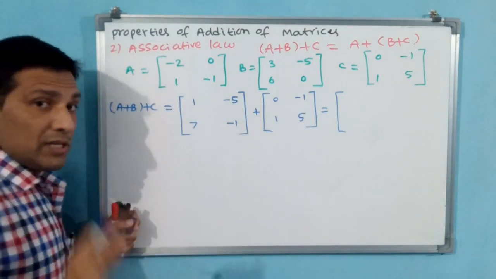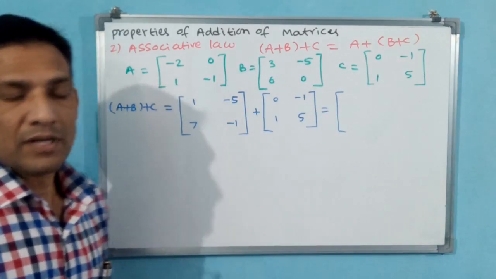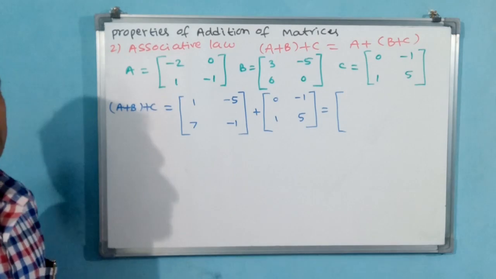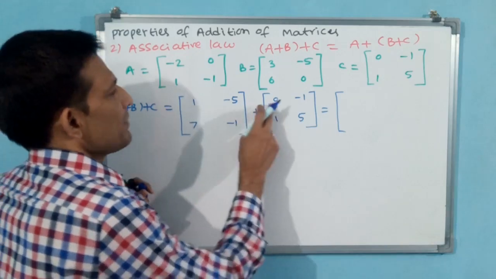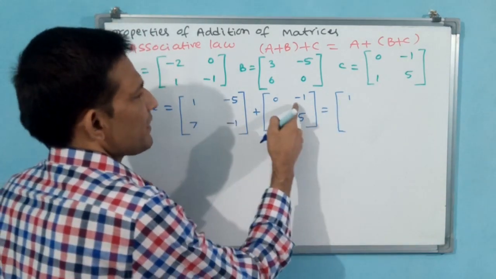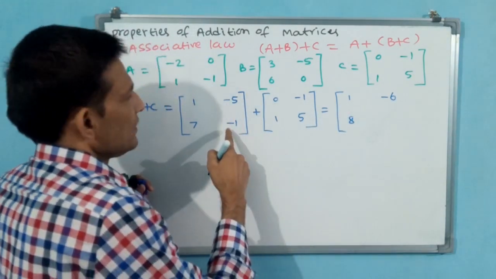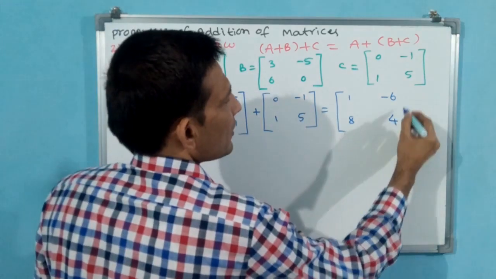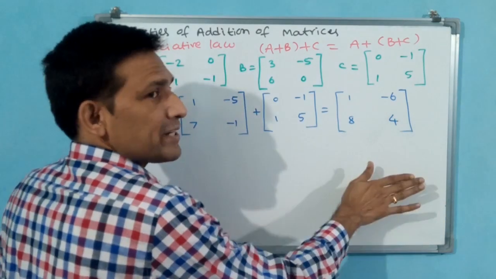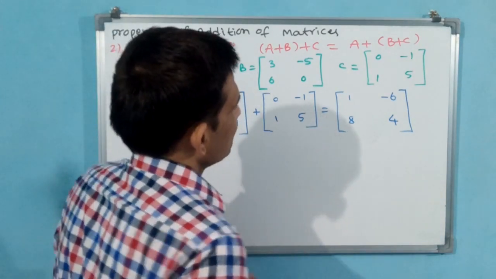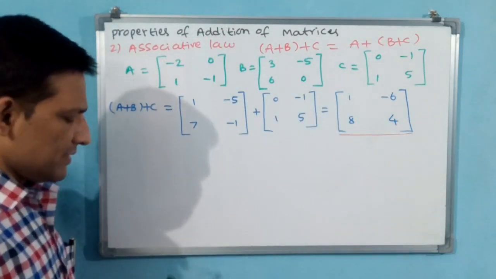Now add these two. See what has come. You see both are same order. You see that is why I have taken same order. For addition, you should take same order, or else you are not going to get it. Okay. 1 plus 0, 1. Minus 5, minus 1, minus 6. 7 plus 1, 8. Minus 1 plus 5, 4. Okay, see, this will be your (A + B) + C final value. Let it be, underline this one.